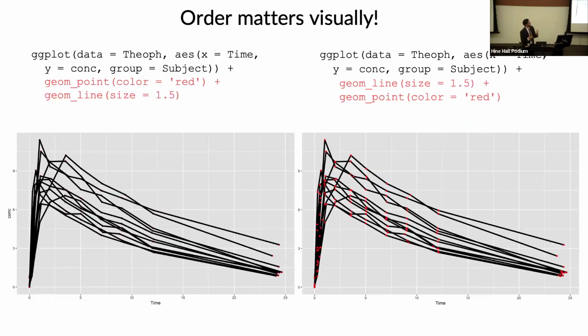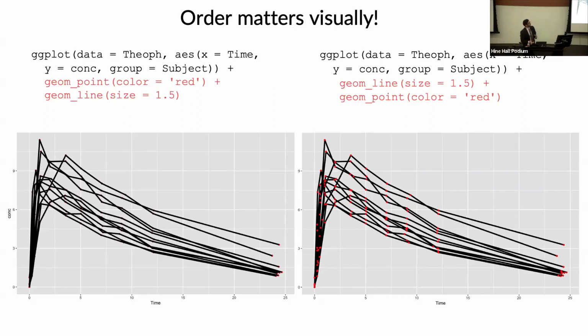So trying to think about when we're building these, it's really important to remember that the order matters with what shows up at the end. So on the left-hand side, I have point shown first, line shown second. On the right-hand side, I have line shown first, point shown second. And you can't really see on the projector, but the red dots are visible on the right-hand side, but not on the left-hand side. And that's because on the left-hand side, they're being covered up by the line. So point is added, line is added, you can't see it anymore. So really important to think about the order that you're making these calls. You can swap the lines and it can change how your plot turns out.